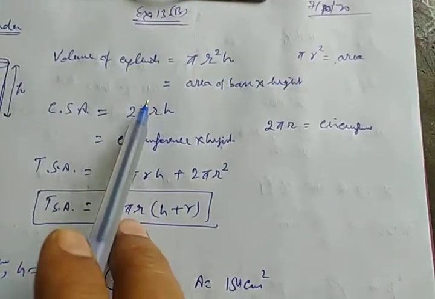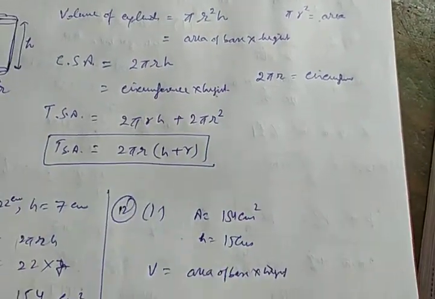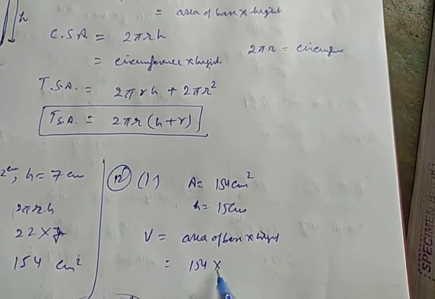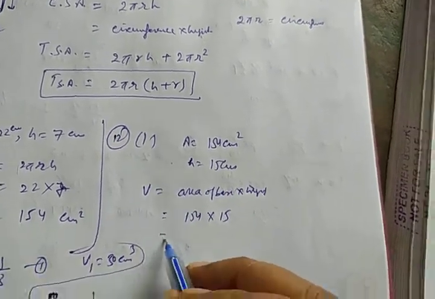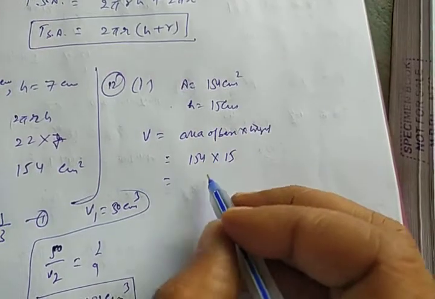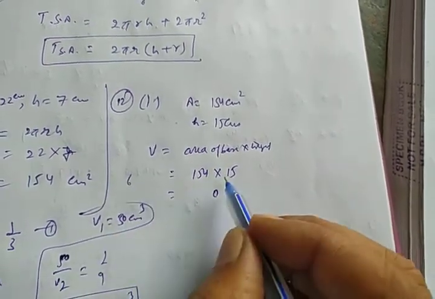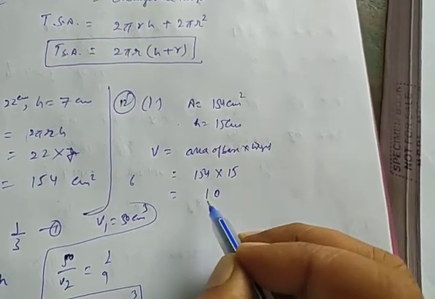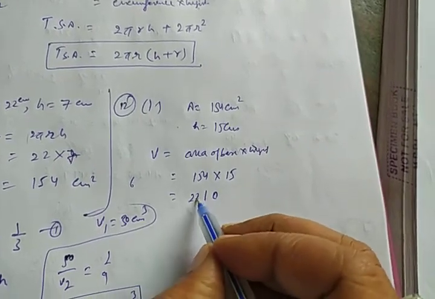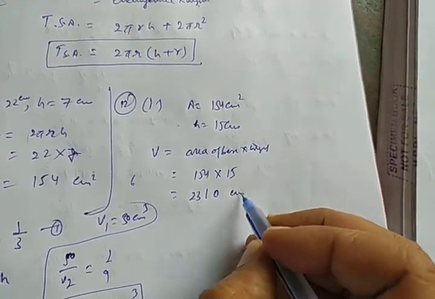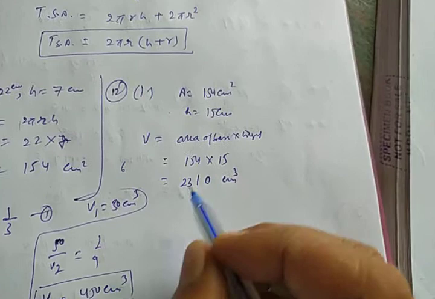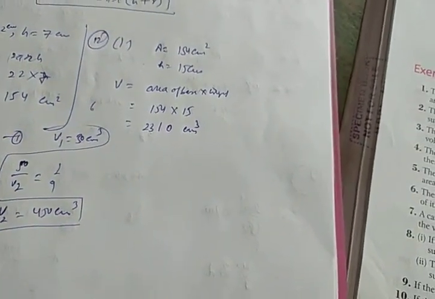I have written the formula in the beginning. Area of base means 154 into height 15. Now you calculate 15 times 154, which is 2310 centimeter cube. This is the volume. You should calculate on your own, it might be wrong, I am doing it in a fast manner.